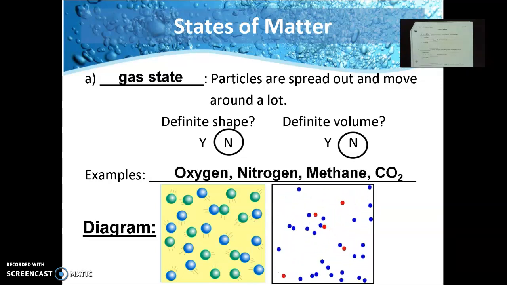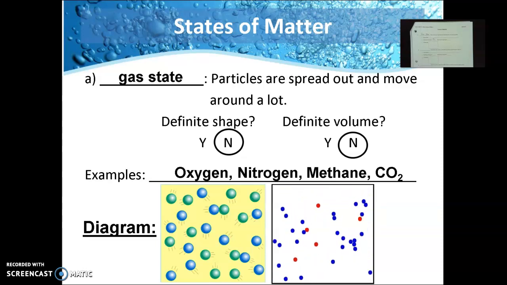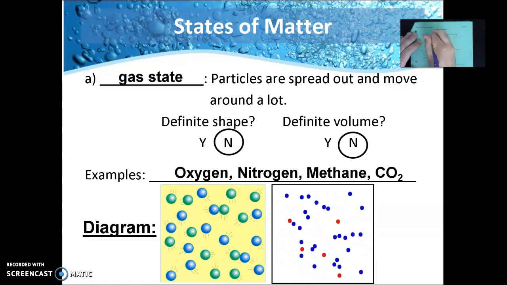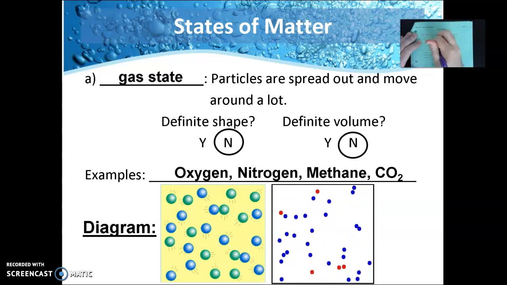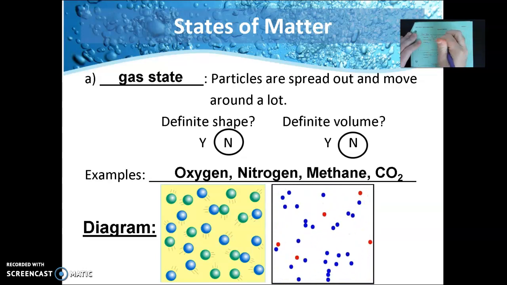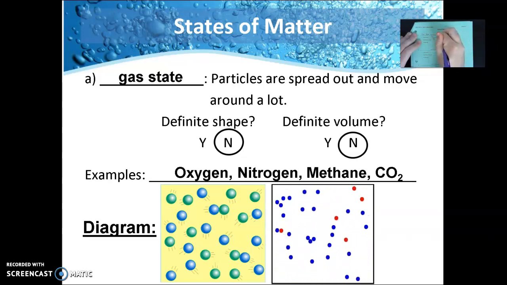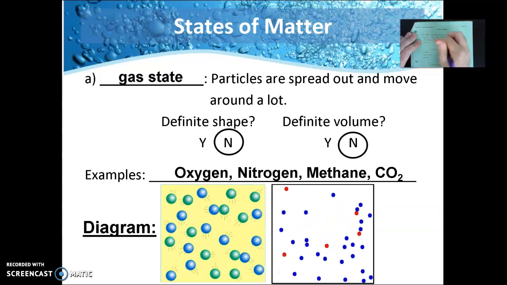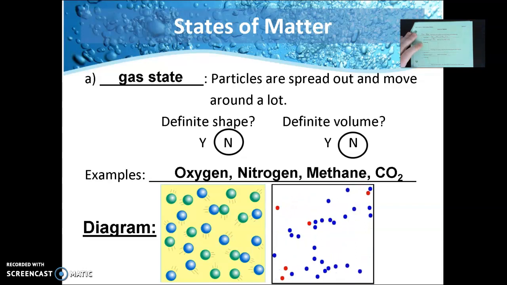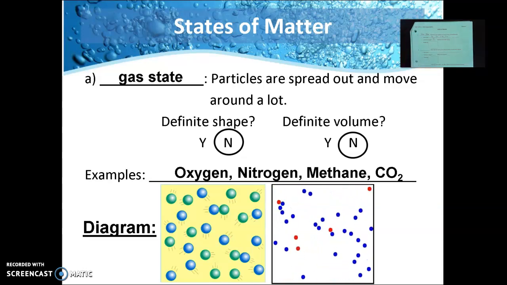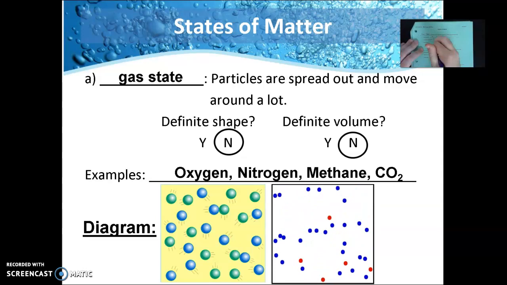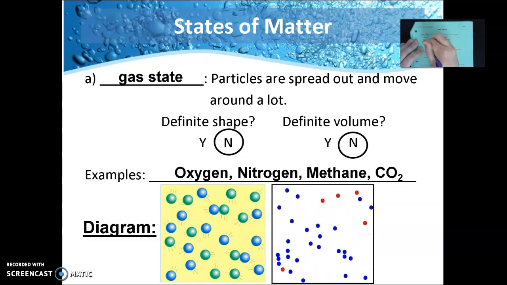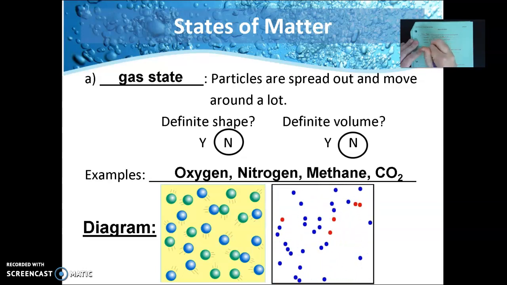Some examples would be oxygen, nitrogen, methane, CO2. You can write these in. I'm going to write the abbreviations, our symbols. Methane would be CH4, and then CO2 was carbon dioxide. Alright, so for your drawing, I know you can't draw a moving image, so we're going to draw circles or dots with arrows looking like they're bouncing everywhere.